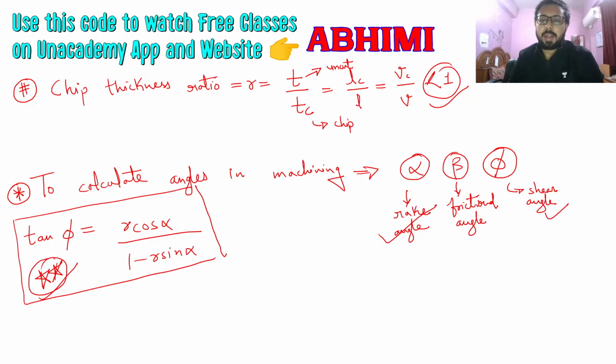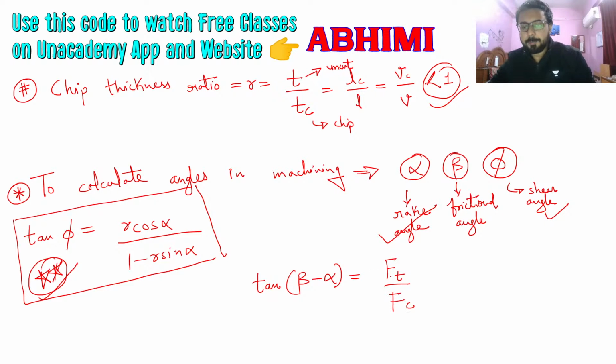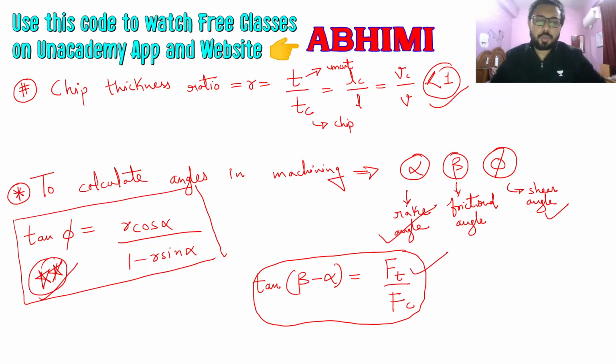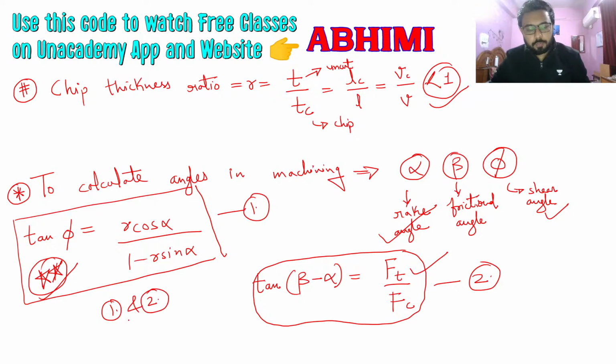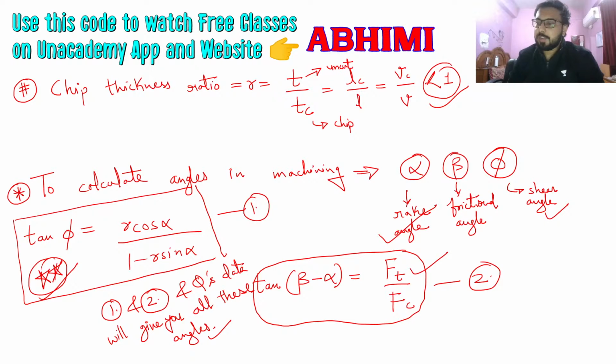Just remember this formula. The other formula you can use to calculate the angles is tan of beta minus alpha, which is equal to the thrust force divided by the cutting force. So you can calculate beta minus alpha, or beta, from this equation. With these two equations, equation 1 and equation 2, the question data will give you these angles: one of the three angles will be given in the question, generally the rake angle, and the other two angles can be calculated using equation 1 and 2.